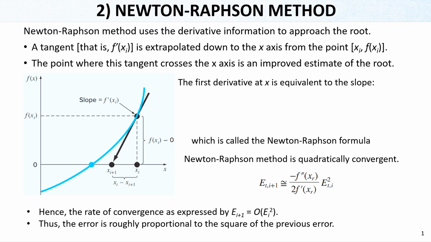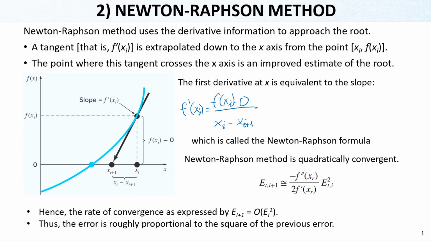So what we can do is the tangent, or the derivative f'(xi), is equivalent to the vertical distance divided by the horizontal distance. That means f(xi) minus 0 divided by xi minus xi plus 1. So this one divided by this one.